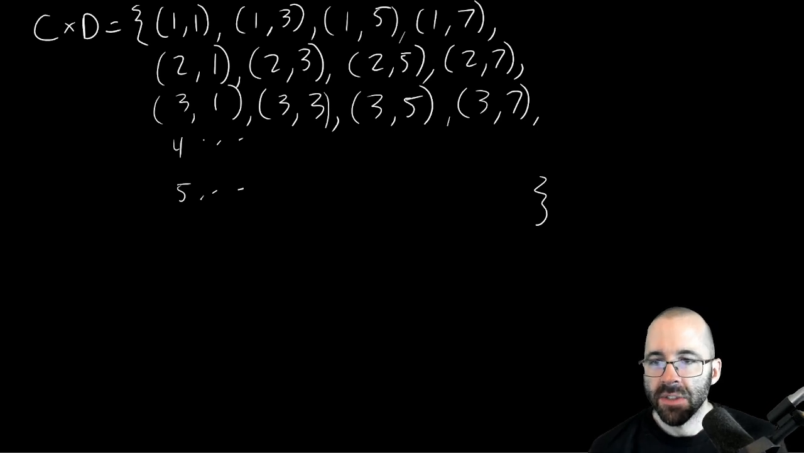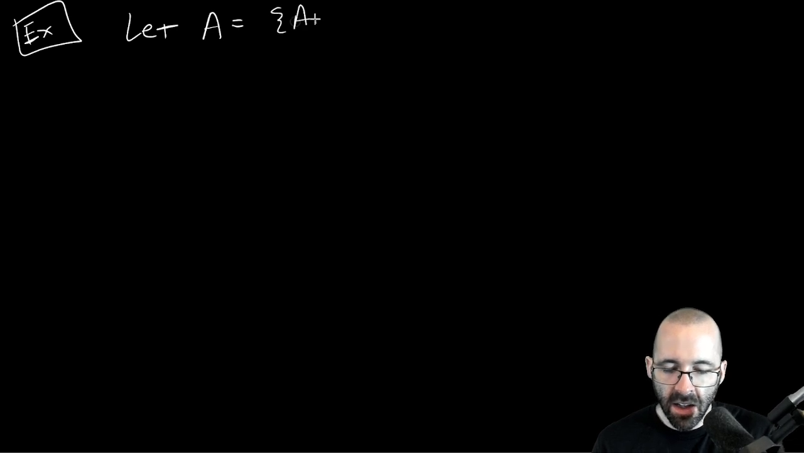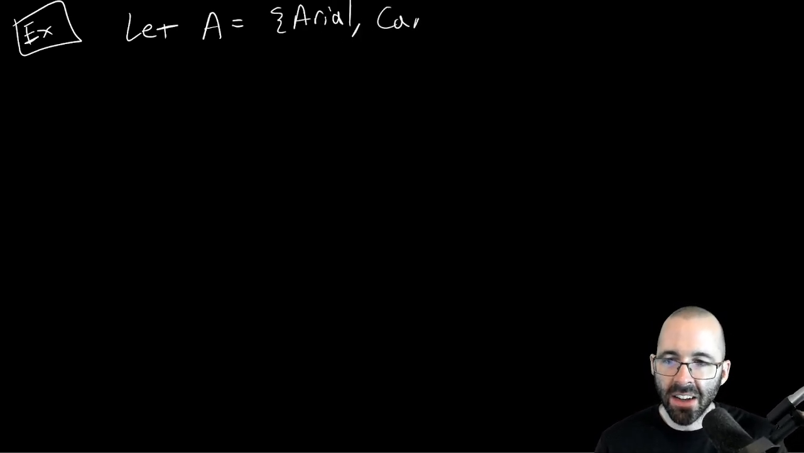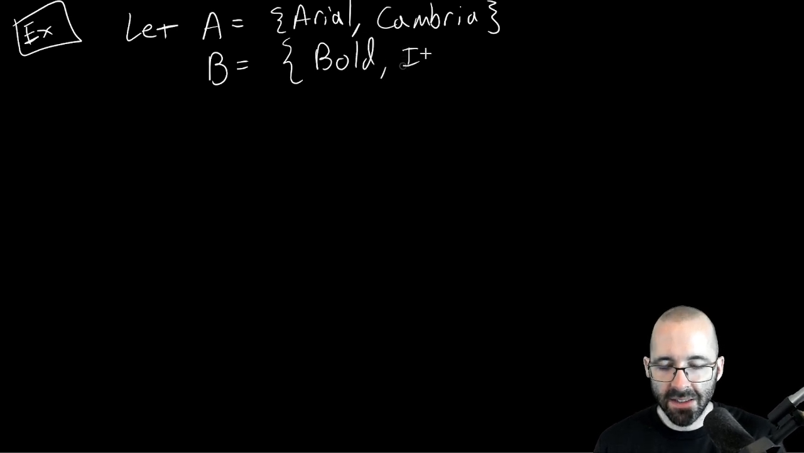Okay, so let's do one more example in this video, and then we'll move on to set operations. Set laws. Anyway, here we go. Let's introduce some new sets. Let A be the set of fonts. And I want to keep things simple. We're only looking at 2 fonts, Arial and Cambria. Let B be 2 styles, bold and italics.